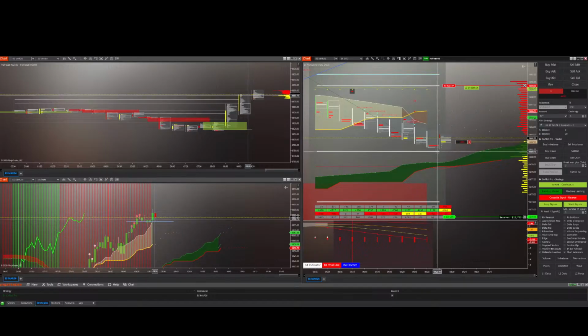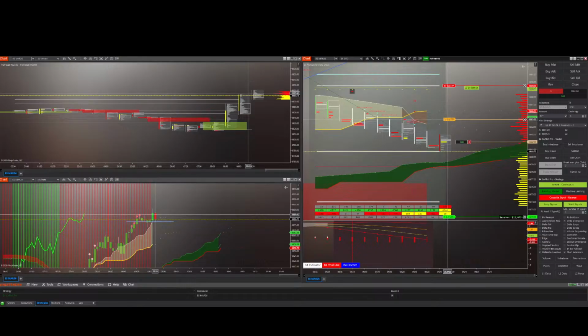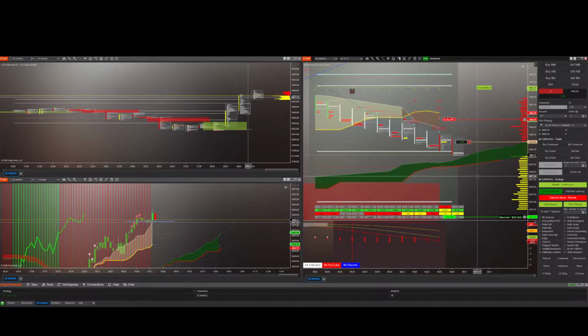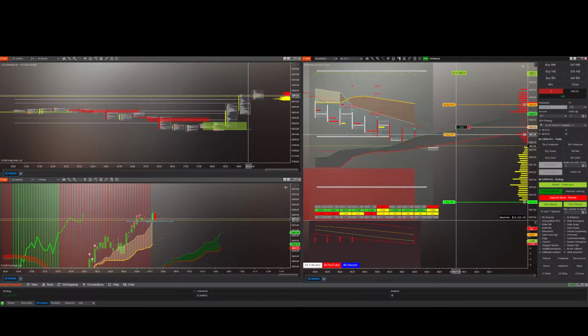In this particular instance, it came down and found support right here, but I think we probably have a little bit more room. I don't want to take full exposure on that, but I'll guard it about half throttle there. I'll go ahead and lock that in. That's a little too tight.